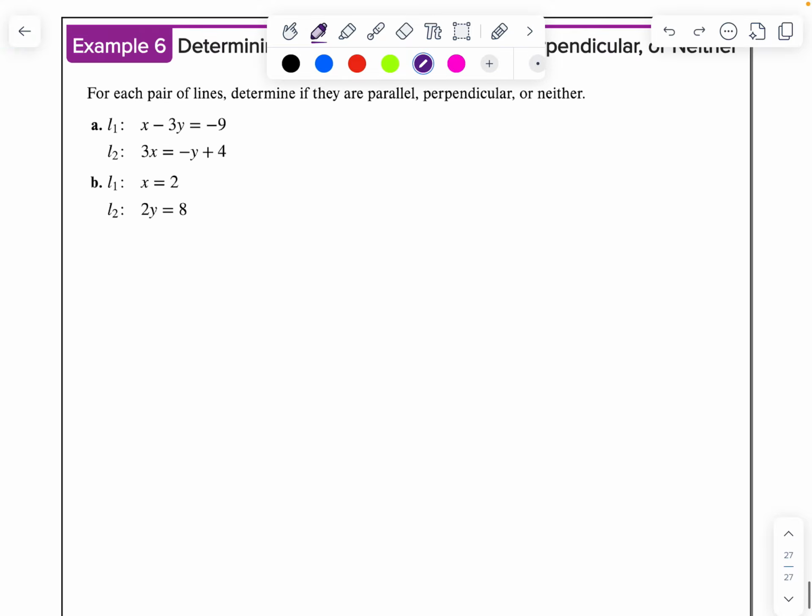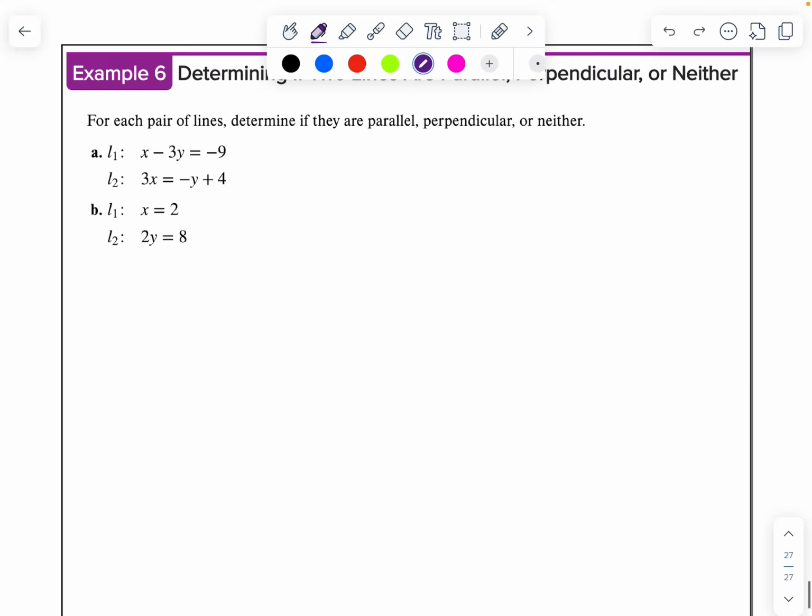All right, last slide here. I want you to try the same thing. Notice that these are not in slope-intercept form. So if we want to know if they're parallel, perpendicular, or neither, we really need them in slope-intercept form first. To get them in slope-intercept form, we need to solve for y.